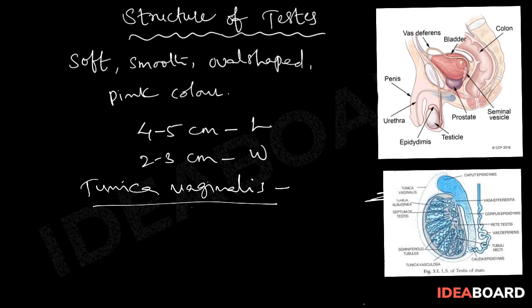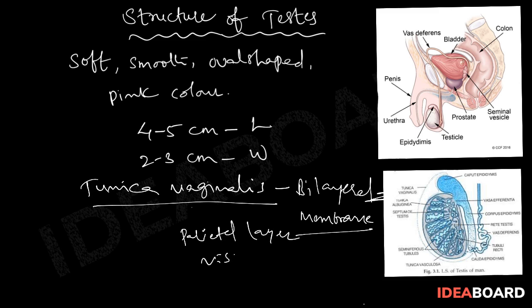The Tunica Vaginalis is a bilayered membrane. The outer layer is called the parietal layer, and the inner layer is called the visceral layer. In between these two layers there is a cavity called the coelom, and in the coelom there is coelomic fluid, so that the coelomic fluid will facilitate the free movement of the testis in the scrotum.